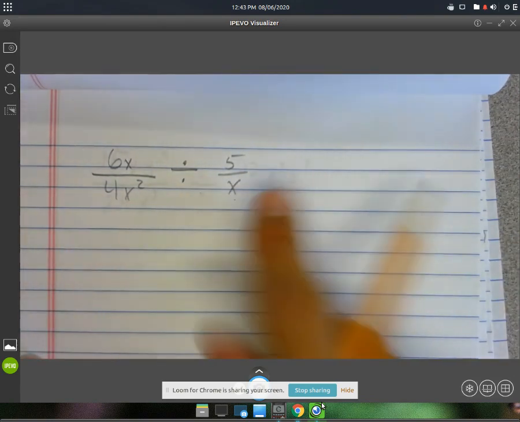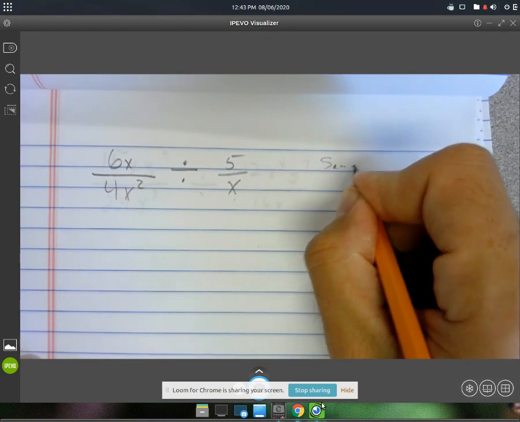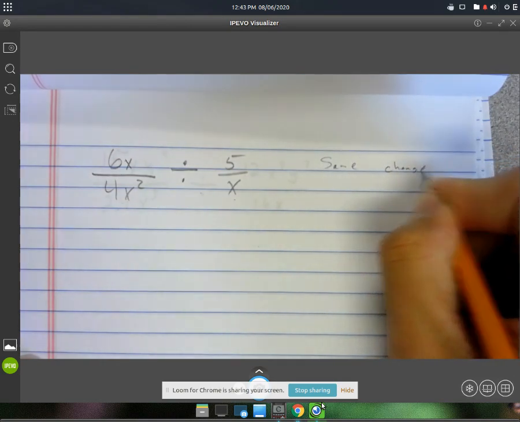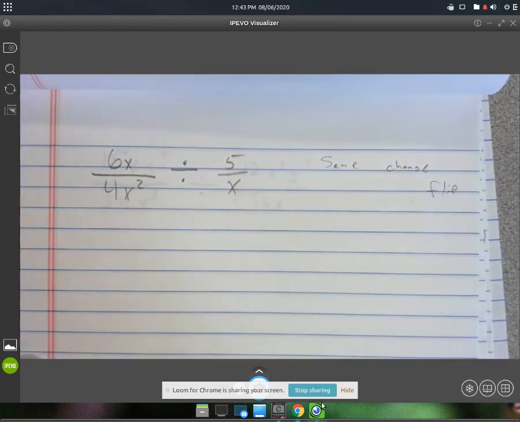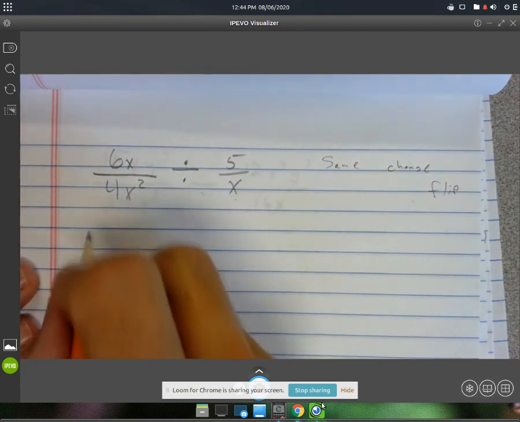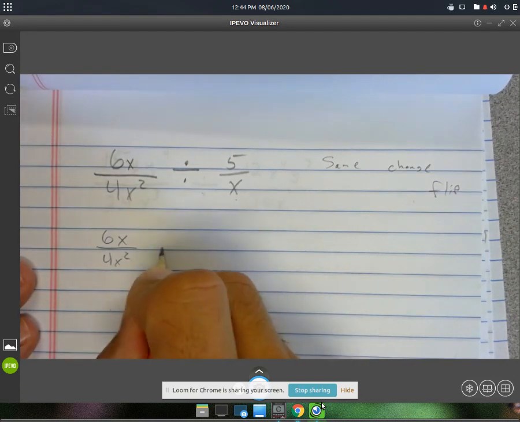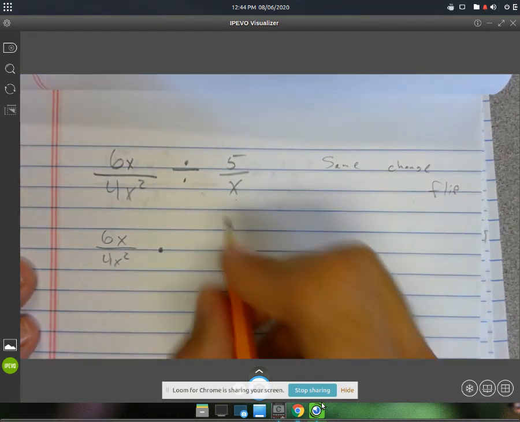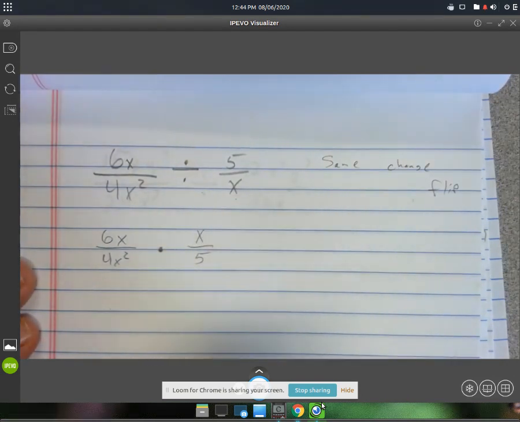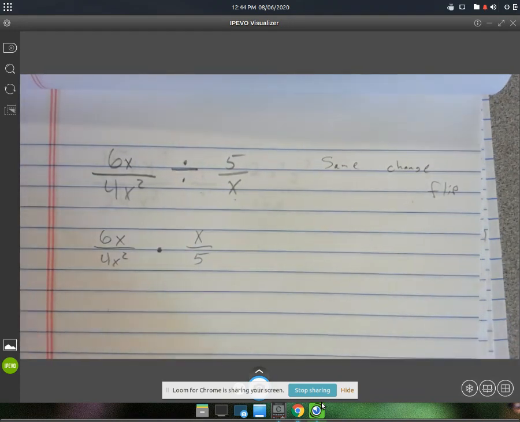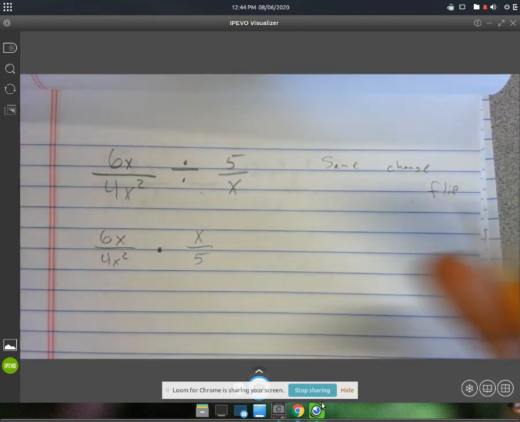So same, change, flip. All right? Same, change, flip. That's what you're going to be doing. So the first fraction will stay over 4x squared. You'll change that to a multiplication, and then you're flipping your second fraction. Now on this one, I'm going to simplify it a little differently here. It's just so it's not very difficult to do.